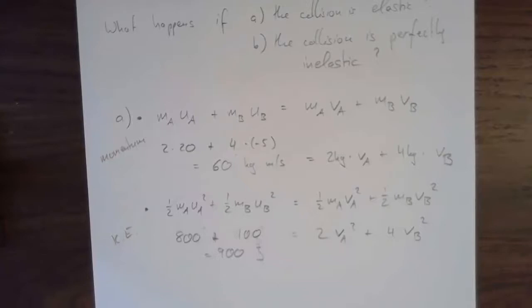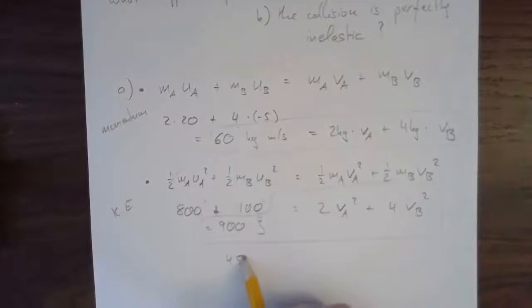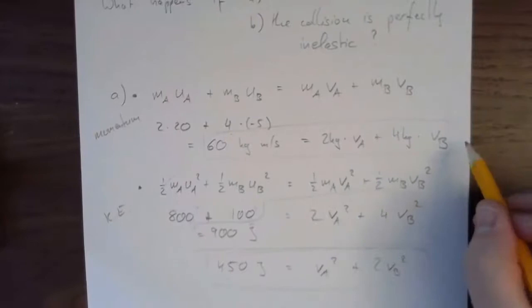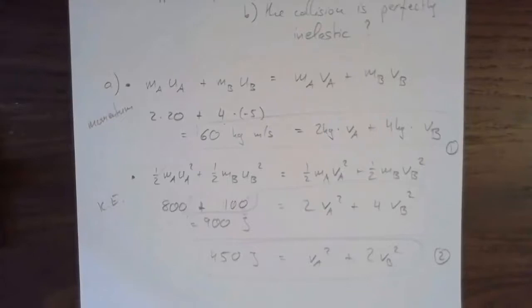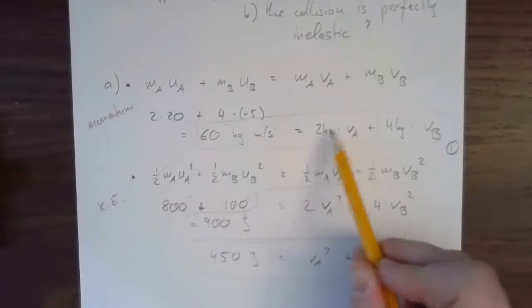So now we can solve it. I've got this equation here, and I've got this equation here. Maybe we can simplify this a little bit. 450 joules is VA squared plus 2 VB squared. Let me use this one instead rather than the other one. Let me label those. This is equation 1, this is equation 2. And now I've got 2 equations and 2 unknowns, and it's fairly straightforward to solve them. Of course, I could have simplified this one a little bit more, written as 30 is VA plus 2 VB. So let me write those out and walk you through the algebra.